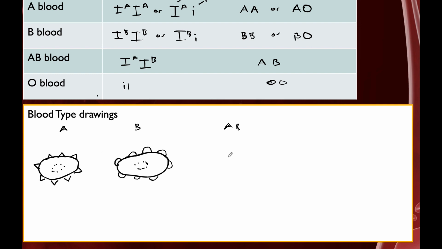Next, let's do AB blood. Let's draw a little red blood cell. And this one, we said both of the alleles would be expressed. So this one has the triangles and the little round half circles. So this one's surface looks a little bit different in the fact that it has both. Then we get to the O red blood cell. And an O red blood cell here has nothing on its outside.